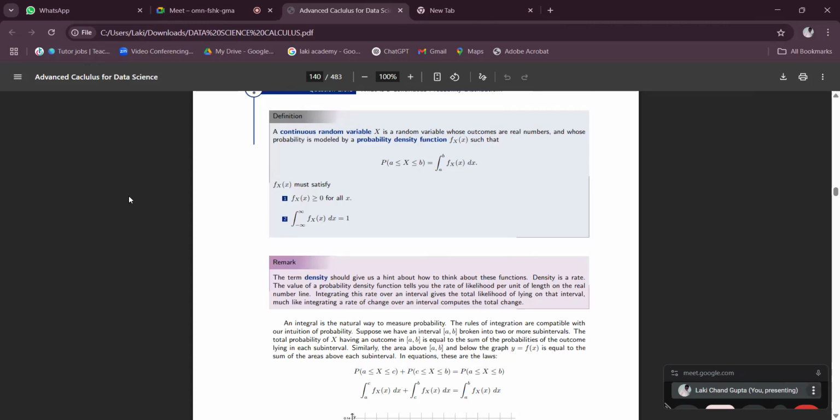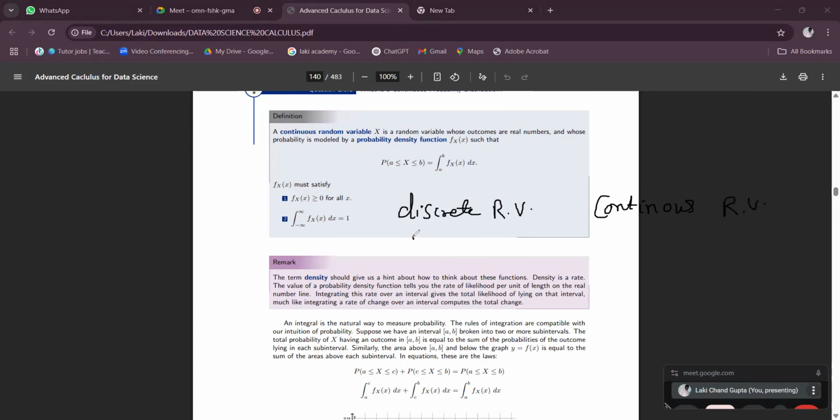Same thing I told you. Probability density function, PDF: you can say probability density function or distribution function. Both are the same thing. See, there are basically two things. One is discrete random variable. Second is continuous random variable.